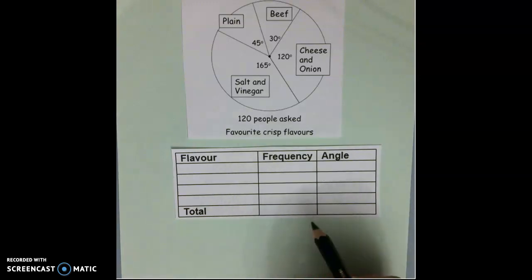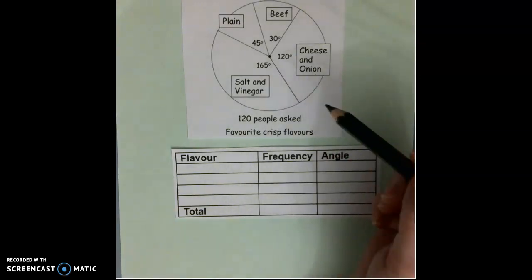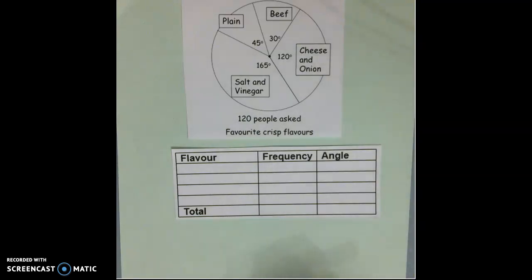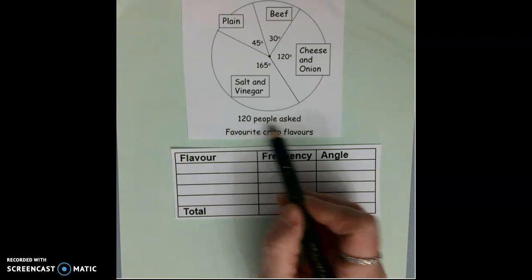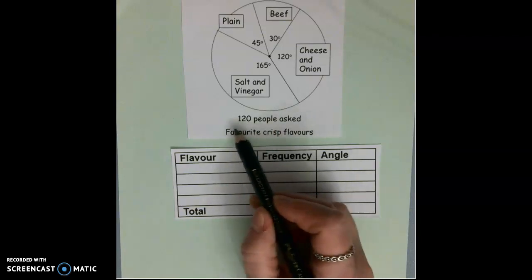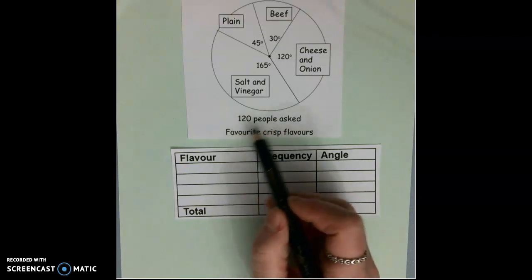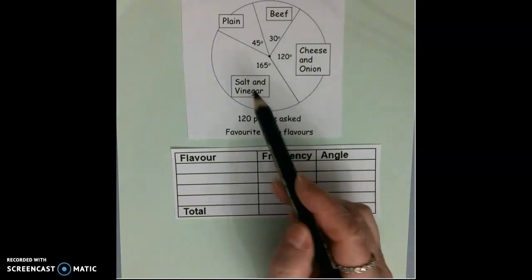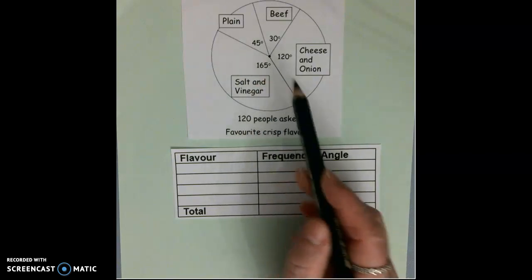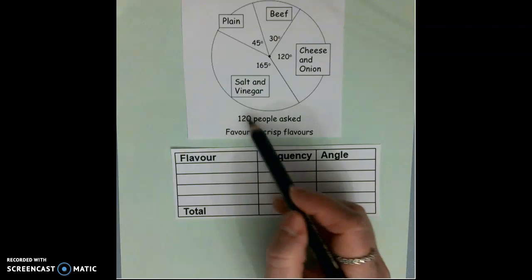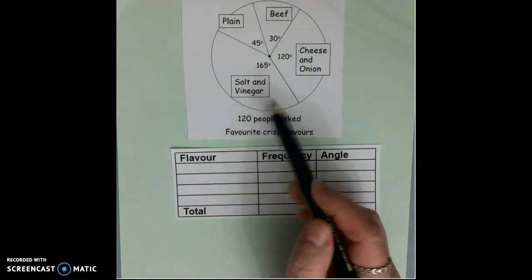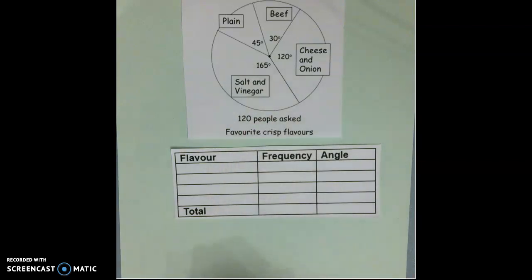Okay, so we want to complete the table using the information that we have in the pie chart. Now, the way we can do this is because we know how many people were asked. If we weren't given this information, we wouldn't be able to work out how many people had whatever flavour. So we need some information as to how many people picked which crisp. Now, you can work this out in a couple of different ways, really.